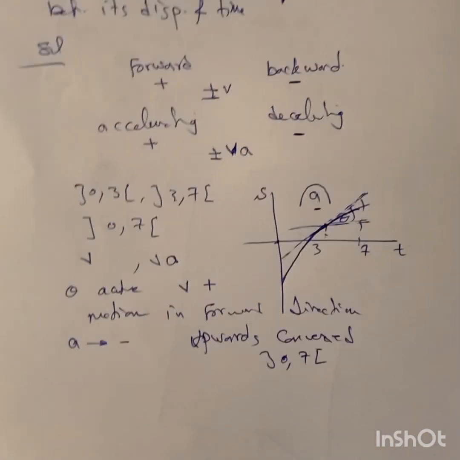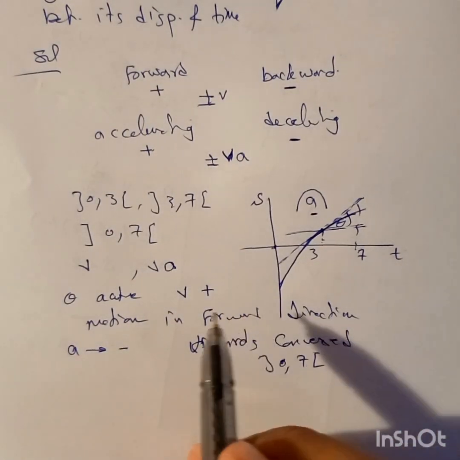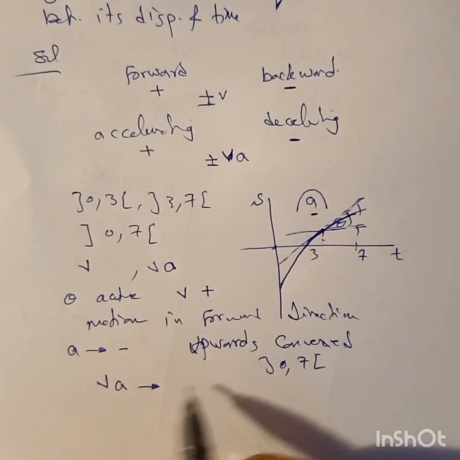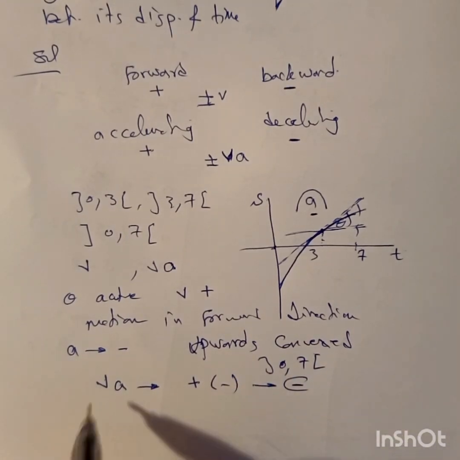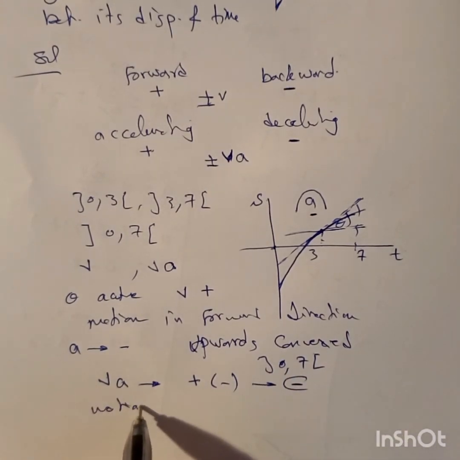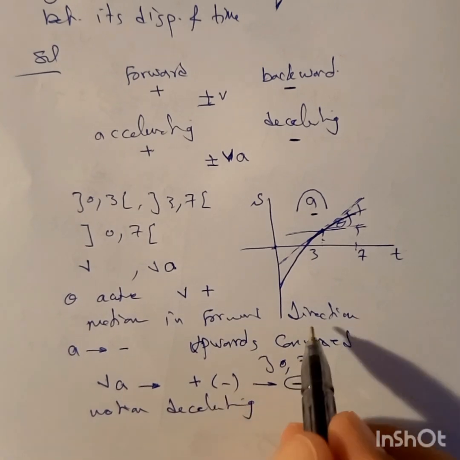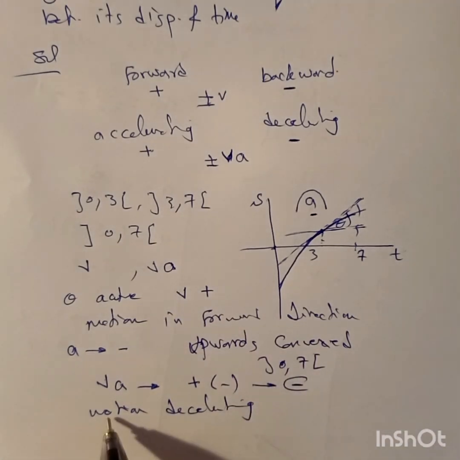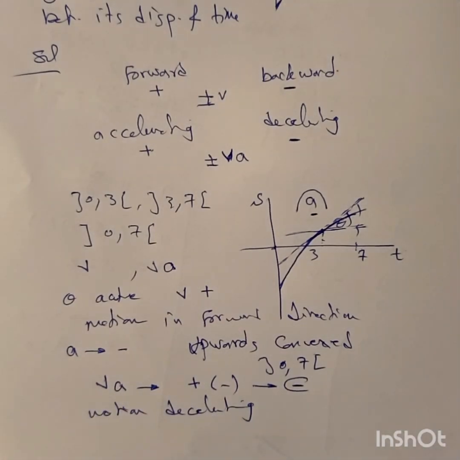Then to identify if the motion is accelerating or decelerating, we have to multiply va and check the sign. v is positive, a is negative, then we have a negative result. Then the motion is decelerating, and in the forward direction according to the sign of v, and decelerating according to the sign of va, and this is required to study.